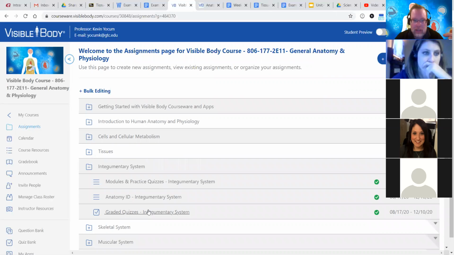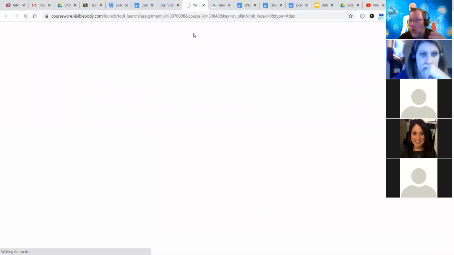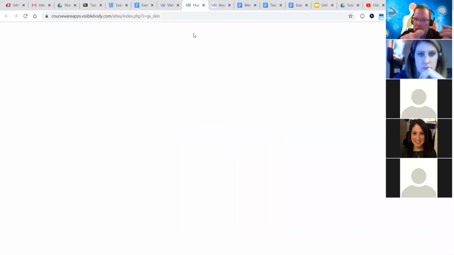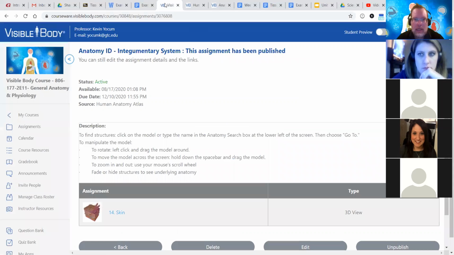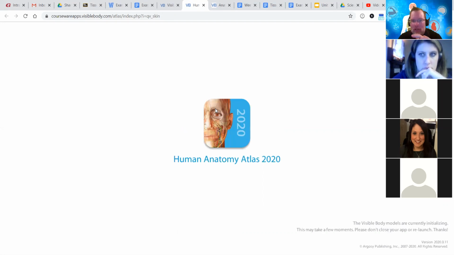For skin, the dissection quiz, we've got a new tab here. It says Anatomy ID, Integumentary System. If I click that and open it, it's going to open one of the other apps, and there it starts to slow things down. It's going to open up the Human Anatomy 2020 app, the blue one, the one that was in the middle when we looked at the apps. So that's what it's going to open up, and you can see it's going to take you to that app.